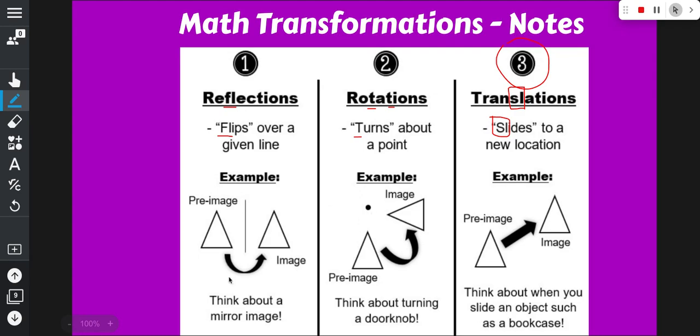So this gives you some different examples, like thinking in a mirror for reflection. Think of turning of a doorknob for rotation. And think about when you slide an object such as a bookcase. Could be translation. Make sure you know all of these terms.